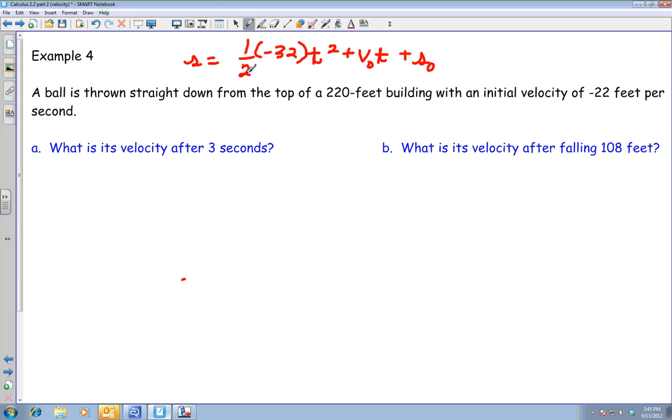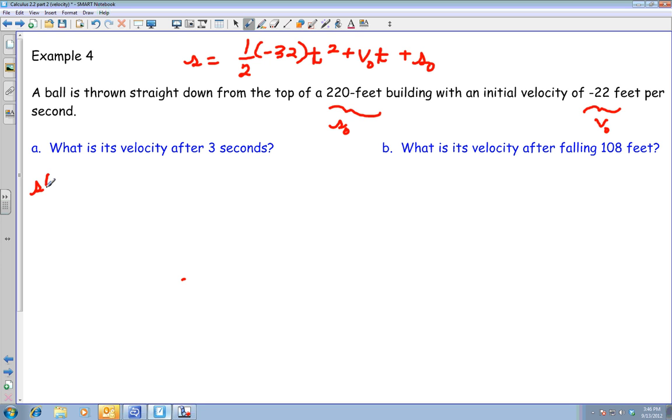So now let's plug in the numbers. It says from the top of a 220 feet building. That's my initial position. That's where it starts. It says my initial velocity is negative 22. That's my v sub 0. So down here, I'm going to go ahead and plug those numbers in.